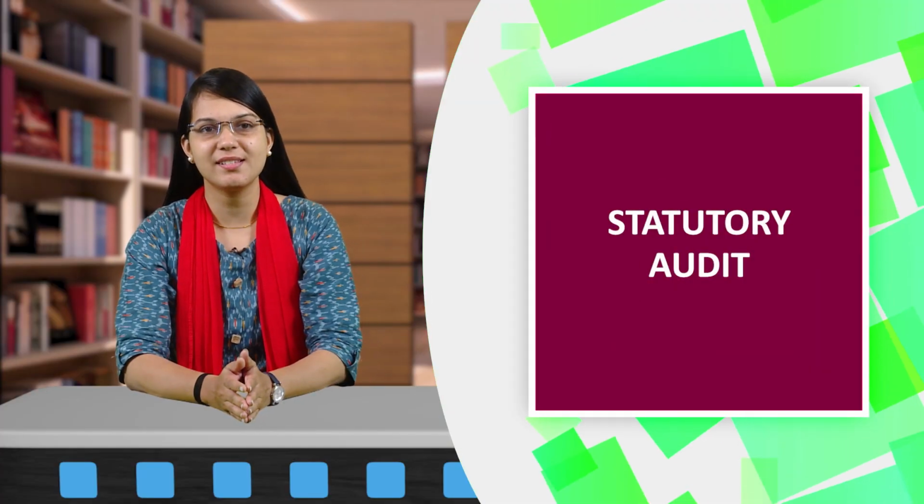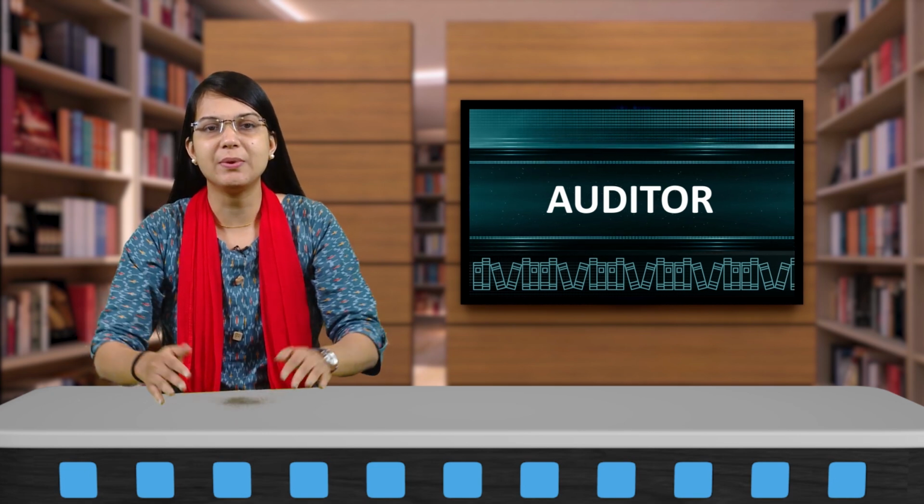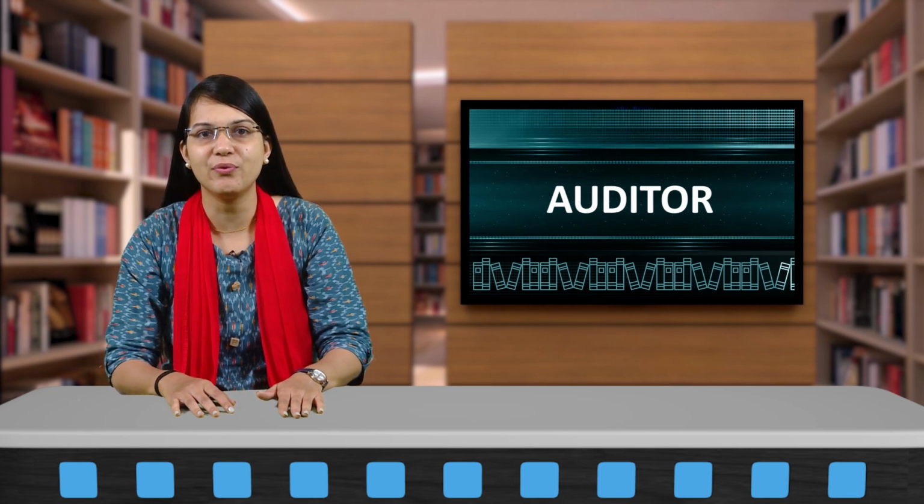Now, let's discuss statutory audit. Statutory audit is another name of a financial audit. It is essentially an audit of the financial statements of a company, that is the profit and loss and the balance sheet. The purpose of a statutory audit is to ensure that these accounts of the company represent a fair and accurate picture of the company's current financial position on the date of the balance sheet.